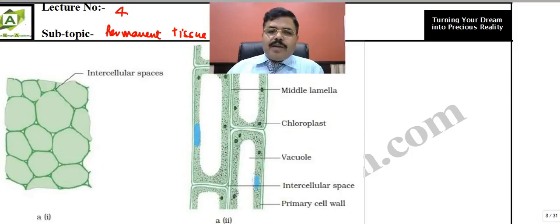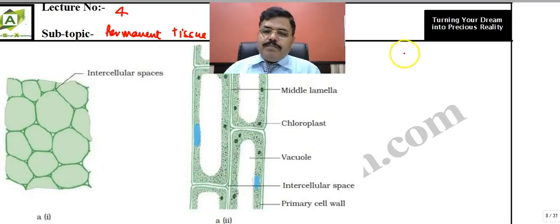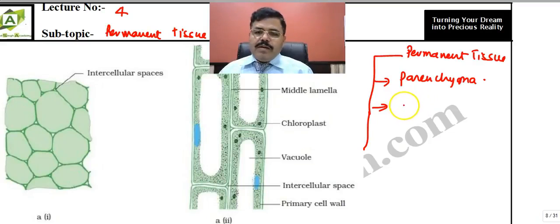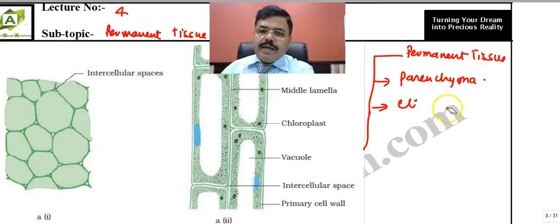So permanent tissues are basically of three types. One is called parenchyma, the second one is called collenchyma, and the third one is called sclerenchyma.